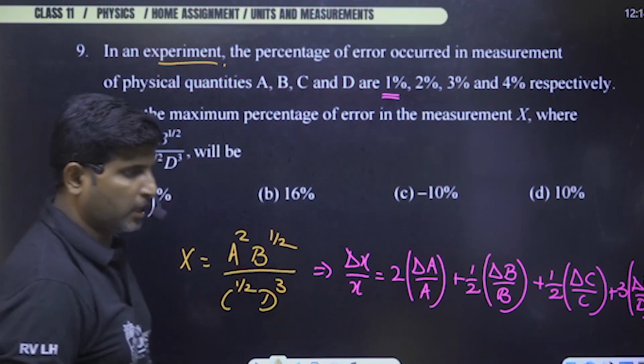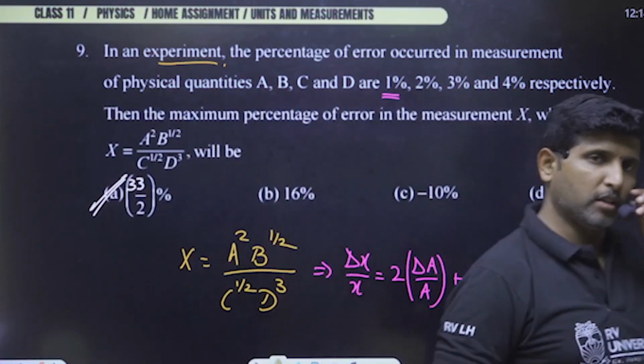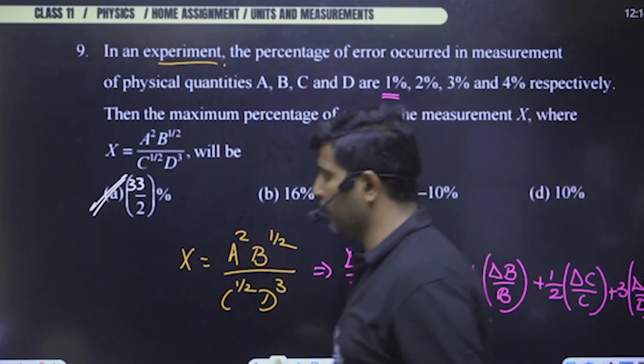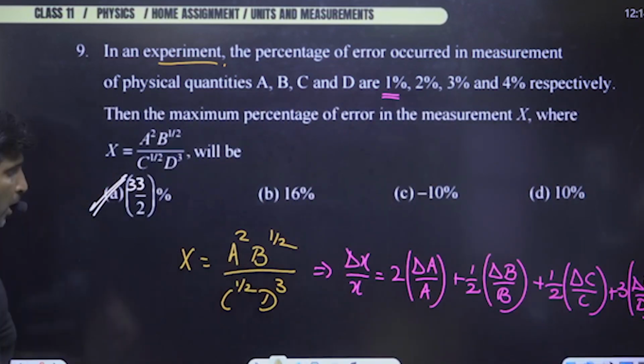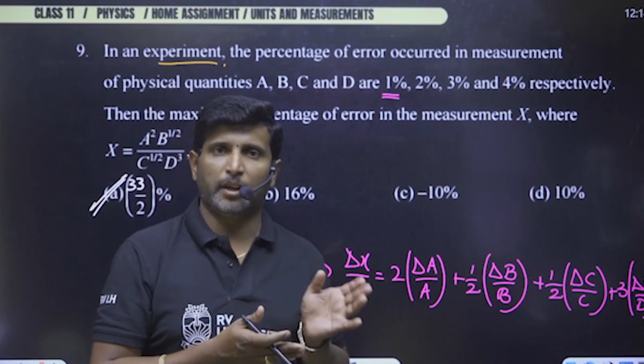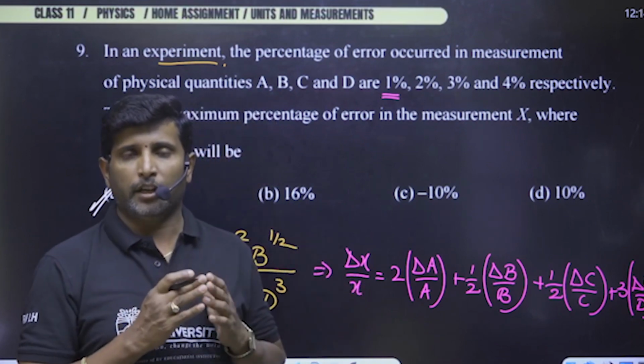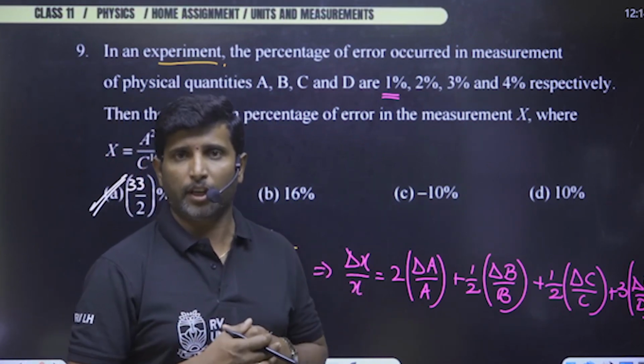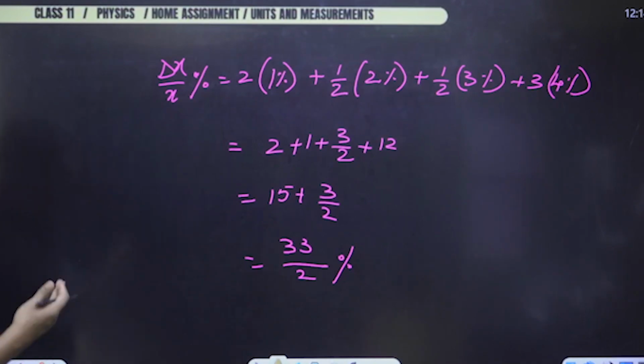That is 33 by 2%. Hence we can select option A as the right answer. Option A is the right answer. Is it clear? I hope you understood this. Also very important models, very important models which are repeating every year. So let us see the next question.